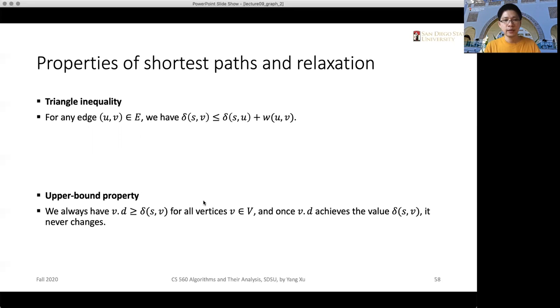And the second is called the upper bound property. We must have that the estimates v dot d must be greater than or equal to the theoretical minimal value, which is delta from S to V. It must be true for all the vertices. And once the estimate v dot d achieves the theoretical minimum, it will never change. It will never go up. So the relax process is a one-directional process. We can only decrease the values toward the shortest path weight, but we can never increase it.